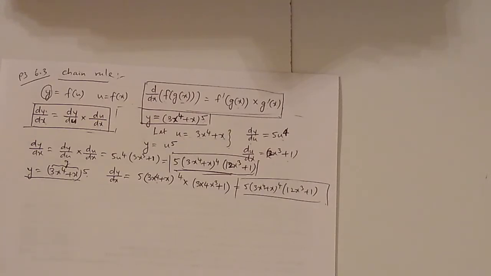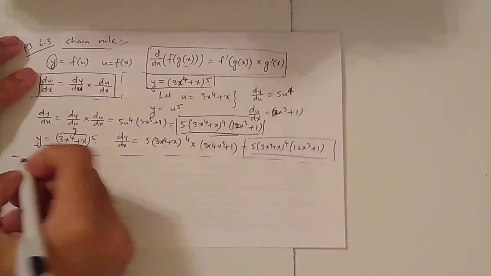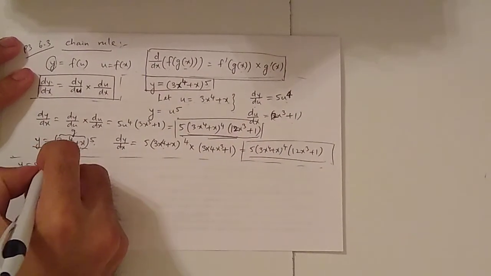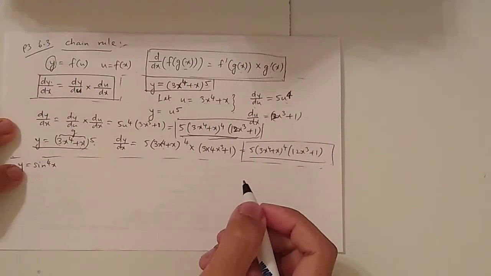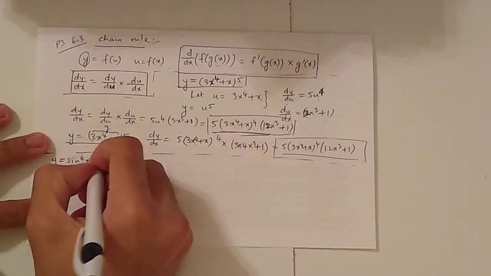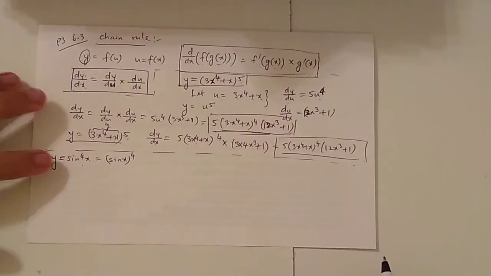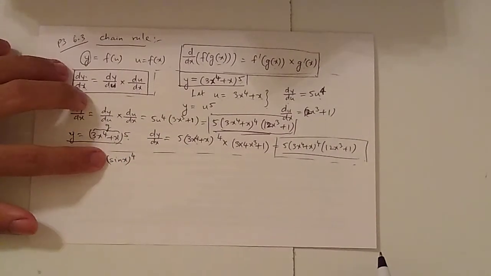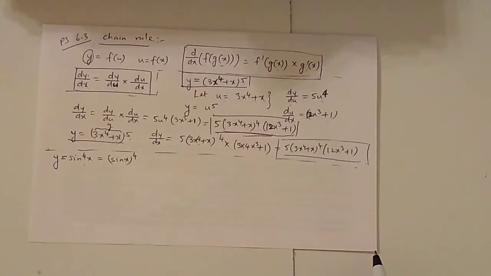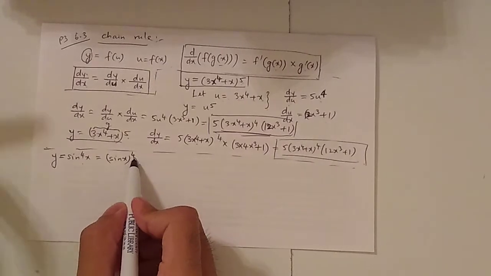Alright, let's consider another example. In this example, we're going to do example 7 on page 129, and this is y equals sine raised to 4x. Notice that this is a function of a function, because the inner function is sine x, the outer function is raised to 4. Sine raised to 4x is the same as sine x the whole raised to 4. So the inner function is sine x, the outer function is raised to 4. We're going to do both the methods again.